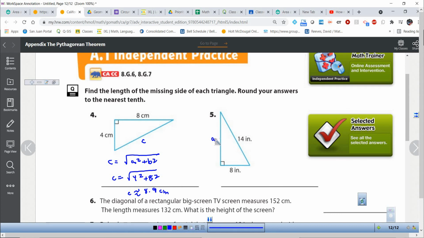All right, last one. Here we go. I'm trying to find A. A is going to be equal to the square root of C squared minus B squared. Notice when we're finding a leg, we subtract, as opposed to when we're finding the hypotenuse, then we add. Okay, so here we go. A is equal to the square root of 14 squared, my hypotenuse squared, minus the leg squared.